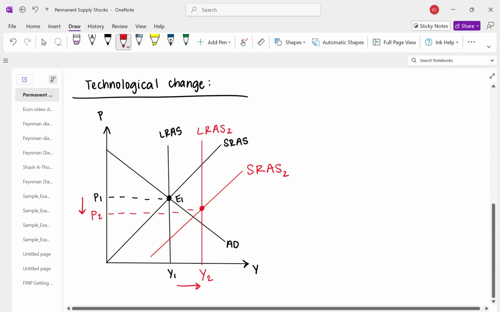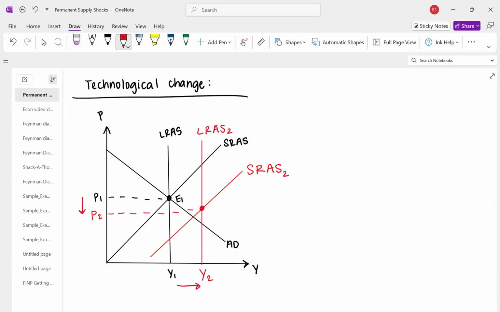So we can conclude that firms are ramping up their production, so unemployment temporarily falls in the short run. So I'm also just going to write that our Y2 output is greater than Y1 and our P2 is less than our P1. So now let's think about this in the long run and how it would affect the supply.